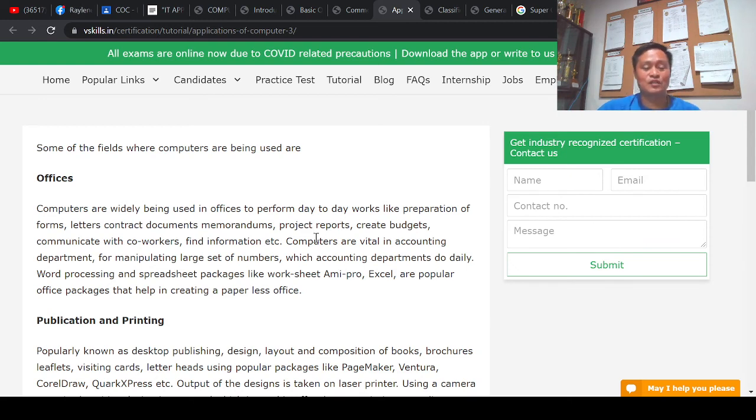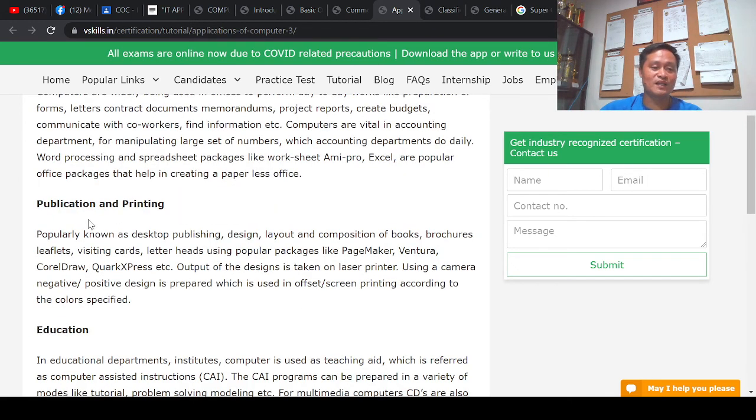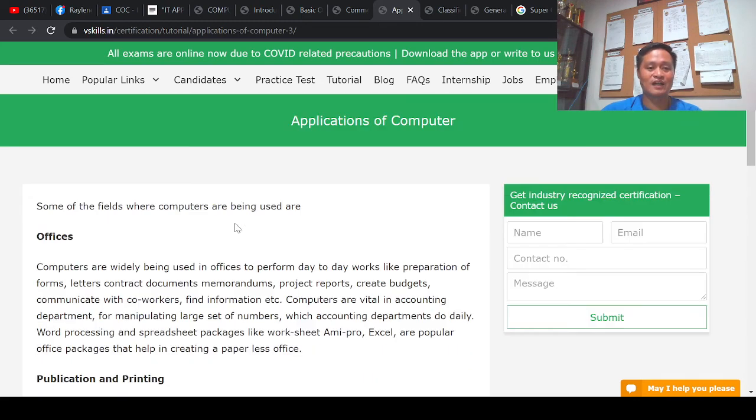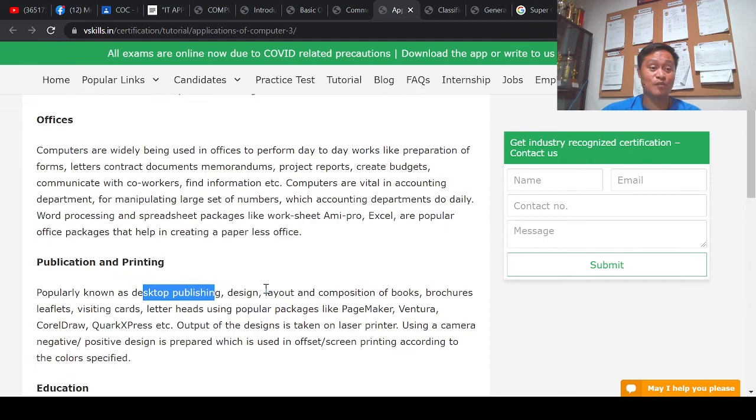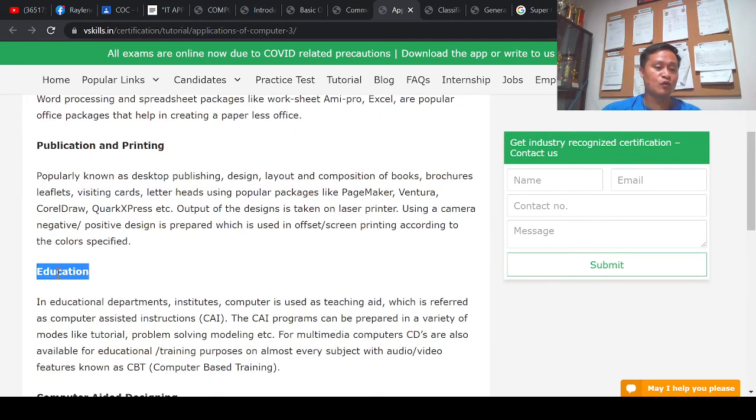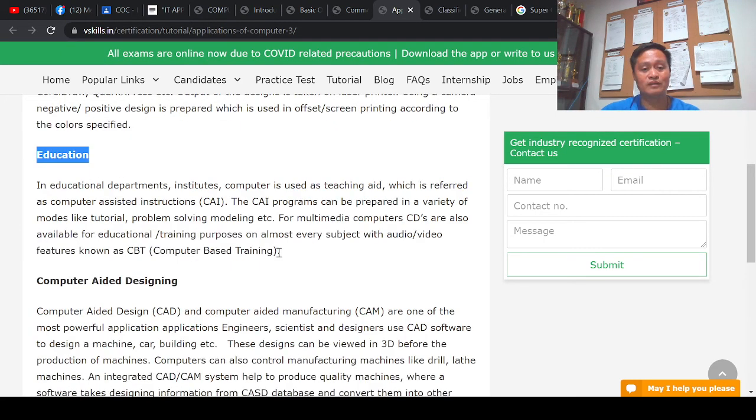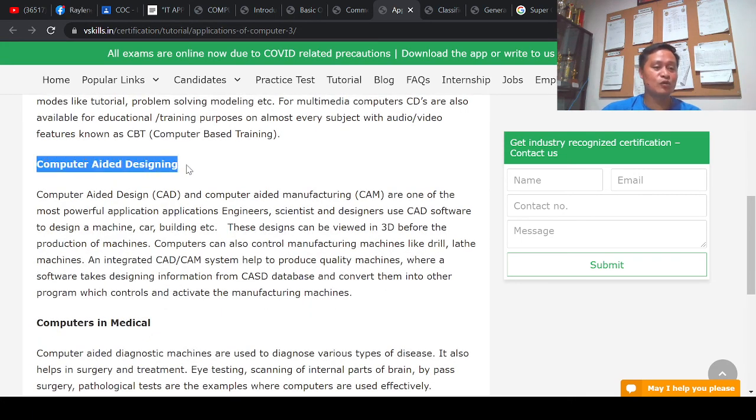Okay, PCs are so useful. And then the next one is publication and printing, popularly known as desktop publishing. These are some of the applications of computers. Computers are also used in education. And computers are used in AutoCAD, computer-aided designing. When you're going to create a floor plan for a building, you can make use of a computer.